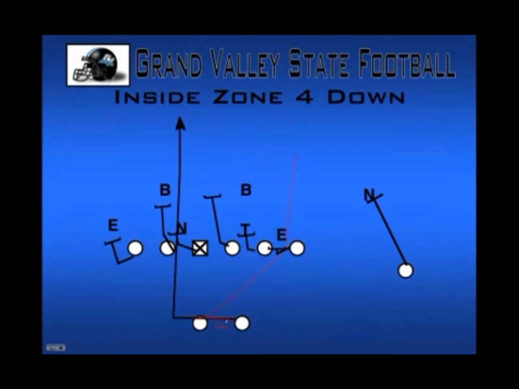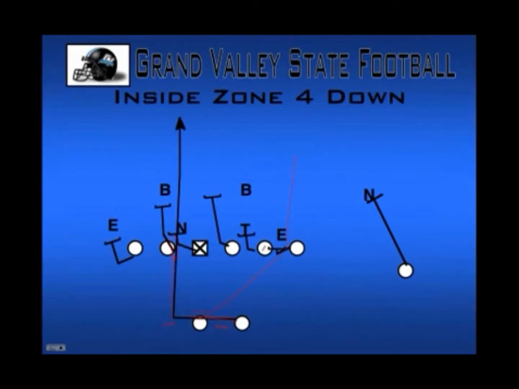The back, same footwork. 1, lateral step with his left foot, the play side foot. 2, his third step has to be in the ground, and his aiming point is at the inside leg of the play side guard, okay, is where he's aiming.